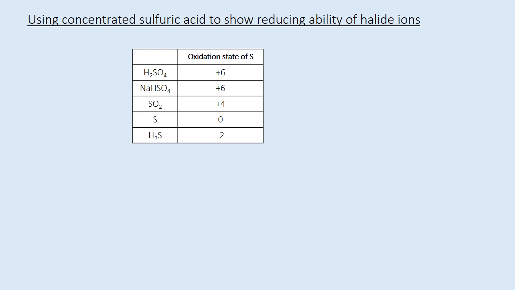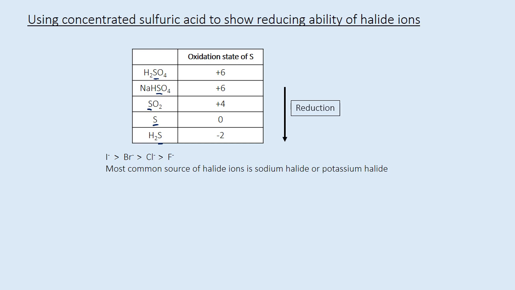So the oxidation state of sulfur, it's just the sulfur that we're looking at. In H2SO4, it has an oxidation state of +6. In NaHSO4, oxidation state of +6. SO2, +4, 0, and -2. So what's happening there is the sulfur is being reduced. Okay, the sulfur is being reduced.